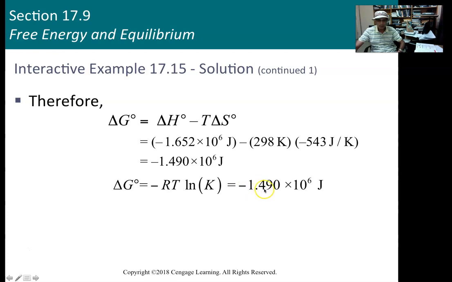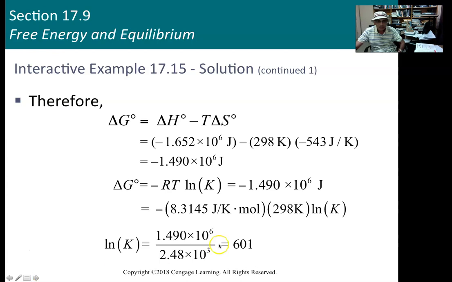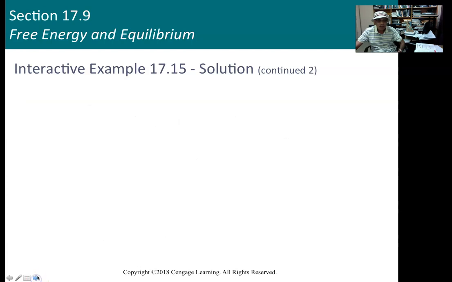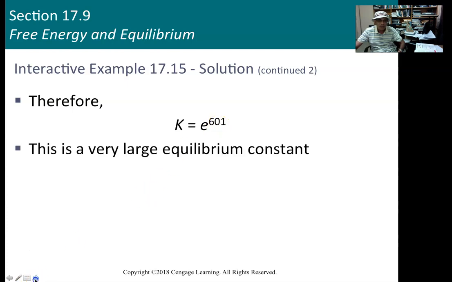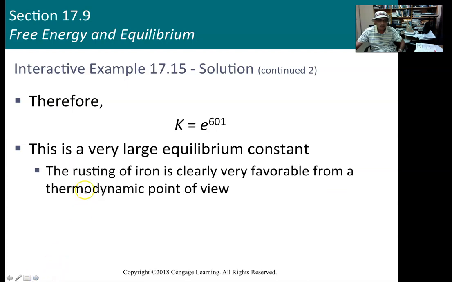So for this reaction, we can work out the equilibrium constant value from minus RT ln K. Let's get the value of K. Here ln K is equal to 601, and K will be e to the power of 601. So this is a huge number, a very large equilibrium constant. And what does that mean? Rusting is clearly favorable.